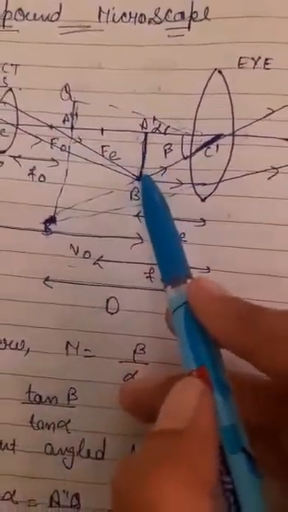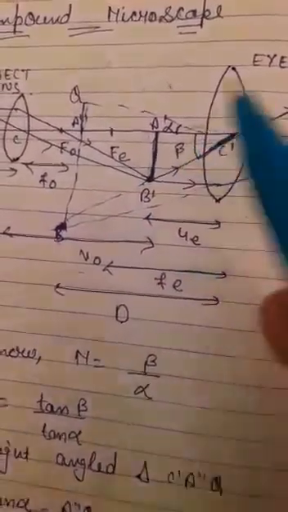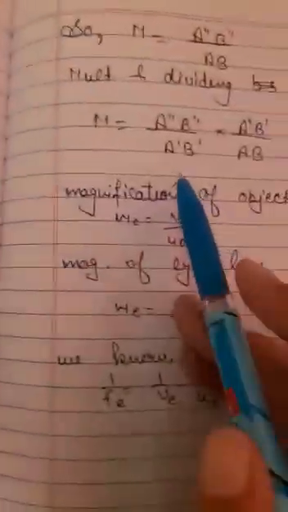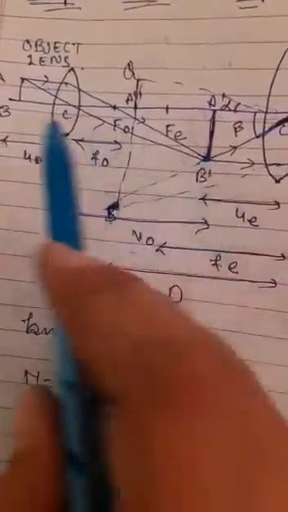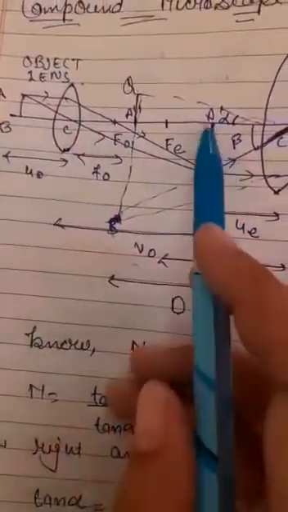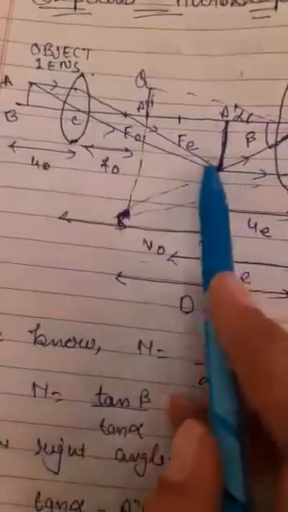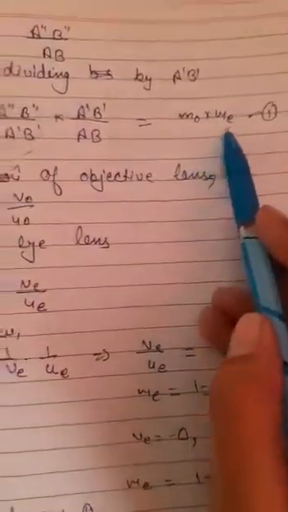This is the image of this object and this is the object. So we know the linear magnification is the height of image to the height of object. Same here, for this lens, A dash B dash is the image and AB is the object: height of image to height of object. So we got M naught into M E.